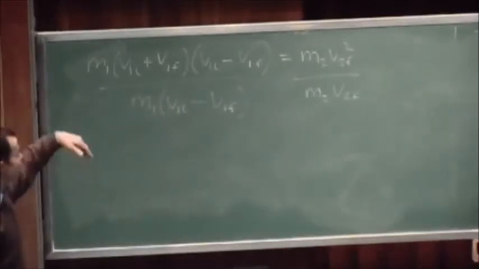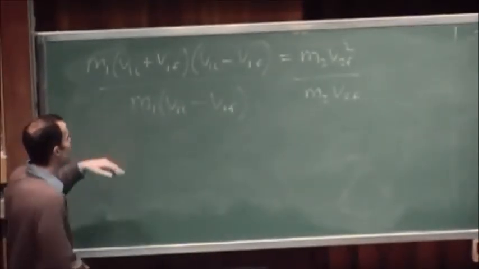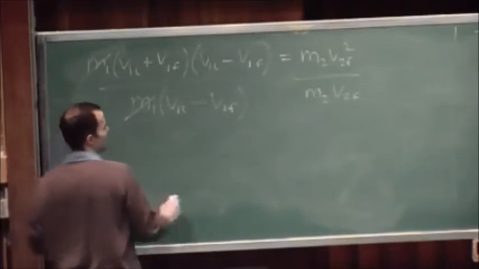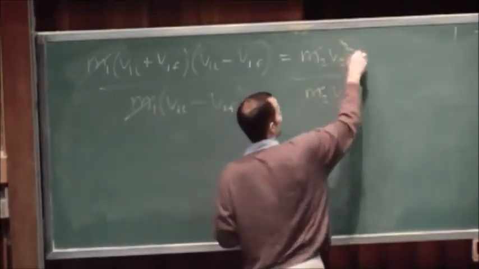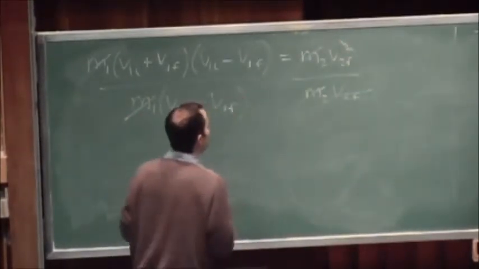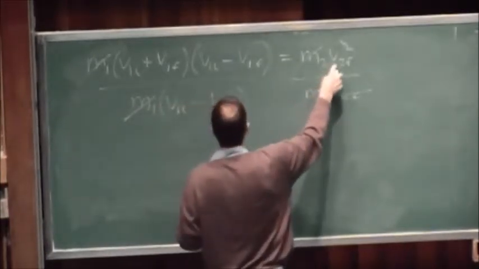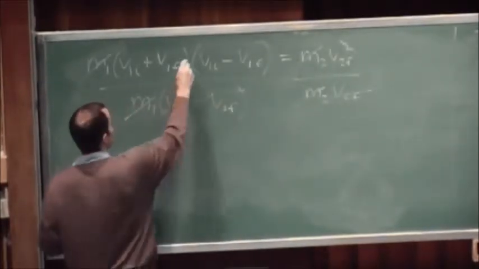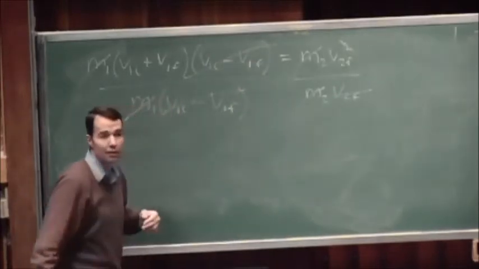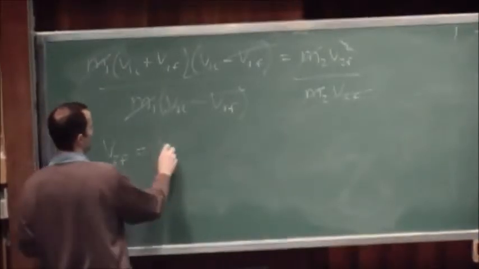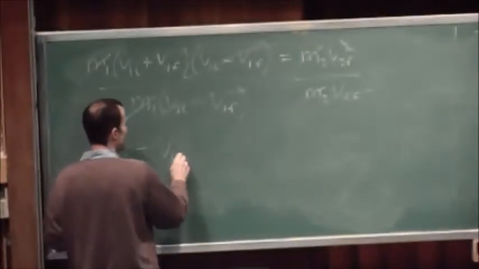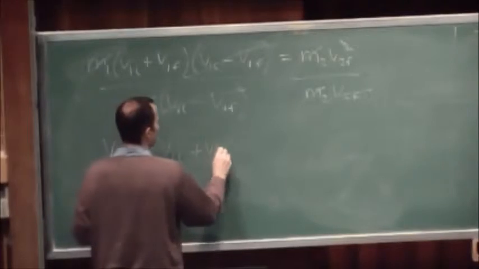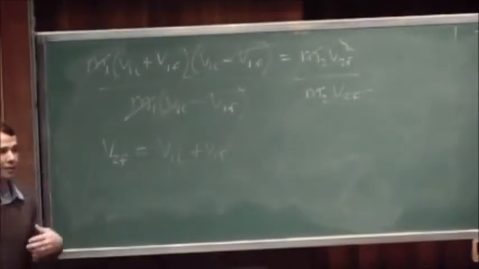Okay, so all I did was I took one and divided it by the other. Now what you can see is that the M1s cancel out, the M2s cancel out, this cancels with this in the denominator, so I get a V2 final over here, and this V1 initial and this V1 initial cancel. This is just a simple way of doing things. So V2 final is therefore going to be equal to V1 initial plus V1 final.